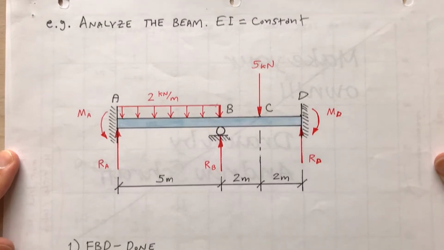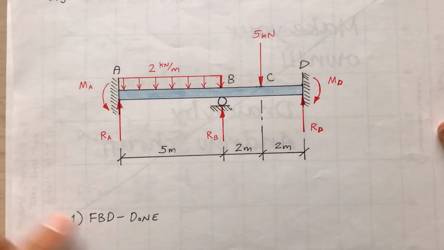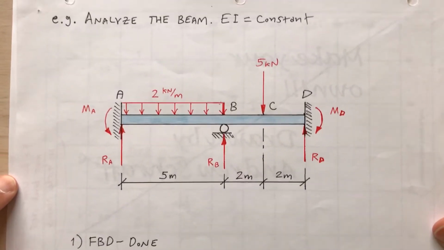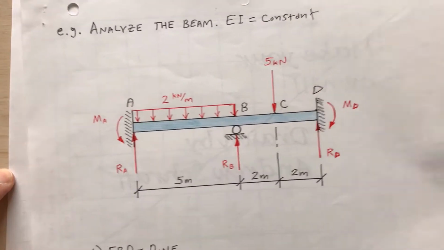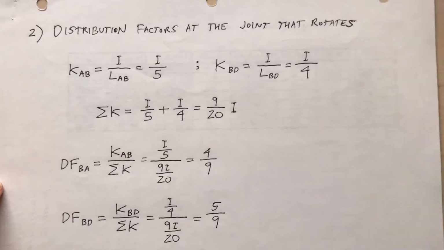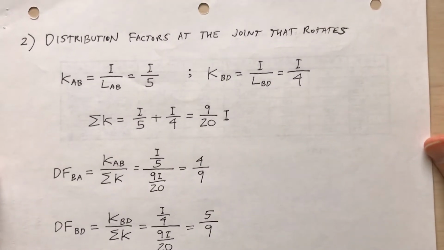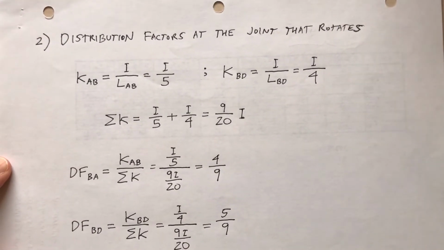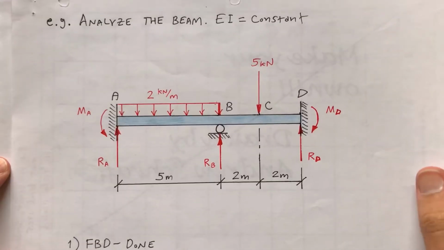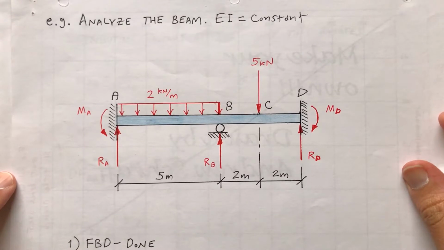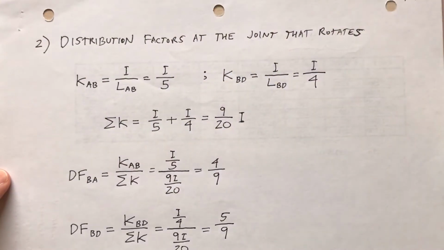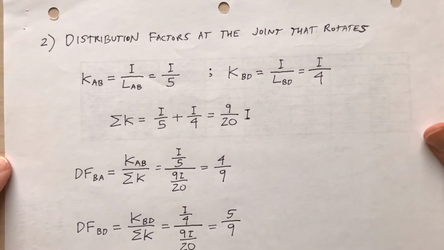Well, step 1 is to draw the free body diagram, FBD. That's what I did here. Okay, so the free body diagram is done. So what's the second step? Distribution factors at the joint that rotates. What joint rotates? Joint B rotates. A and D are embedded in the wall, so it's actually B that's rotating here. So distribution factors at the joint that rotates.